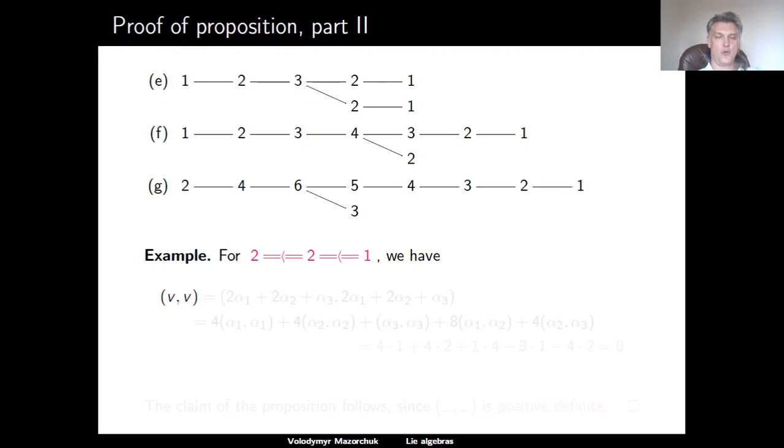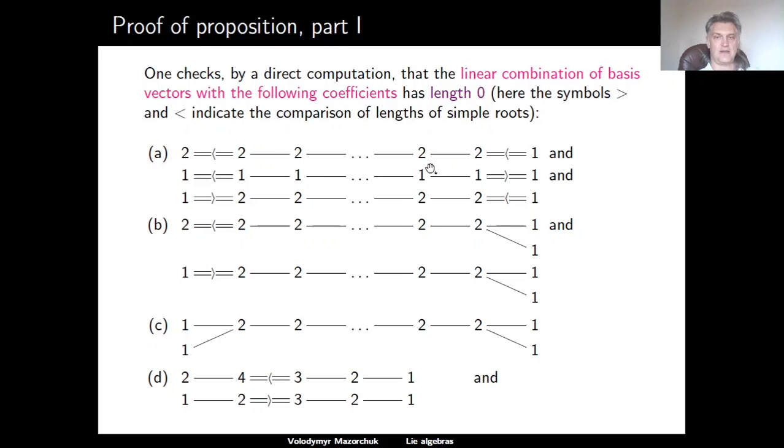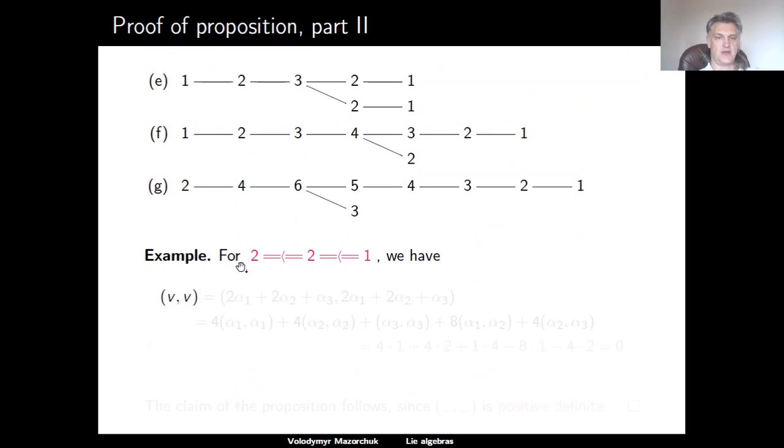Let's compute one example, and this is the very first situation. This situation, when the type A part is reduced to only 1 point, so the coefficients then should be 2, 2, and 1, where 1 corresponds to the longest root. So we have 2, 2, and 1. Let's compute the scalar product of this vector v with itself. The vector v is equal to 2 alpha 1 plus 2 alpha 2 plus alpha 3, and we take the scalar product of this vector with itself.